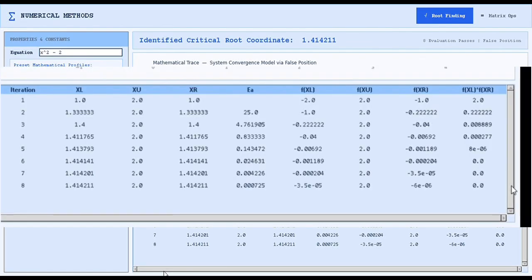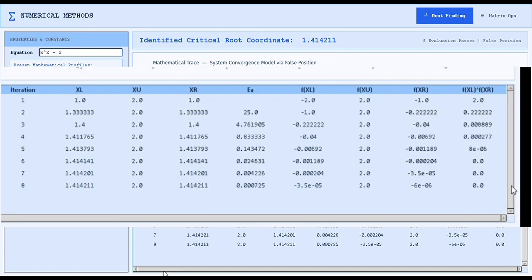The table columns are iteration, XL, XU, XR, the approximate error EA, FXL, FXU, FXR, and the product of FXL multiplied by FXR. Unlike bisection, there is no remark column. The sign of FXL multiplied by FXR still drives the logic internally, but what you can observe directly from the table is how XL and XU update each iteration as the method closes in on the root.